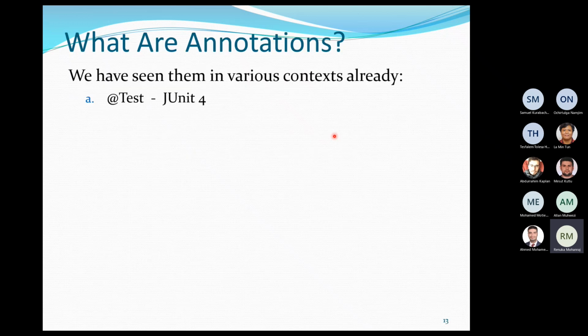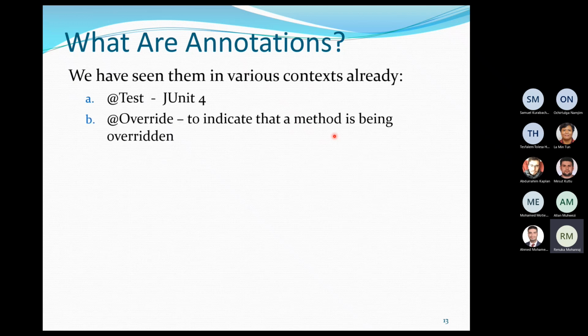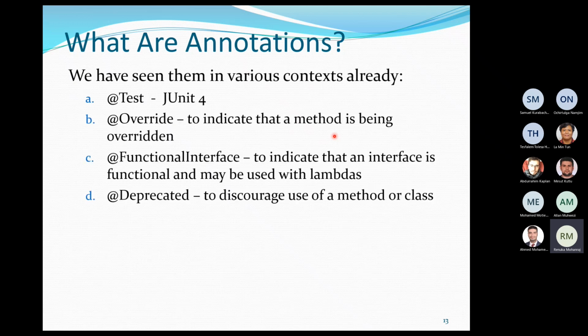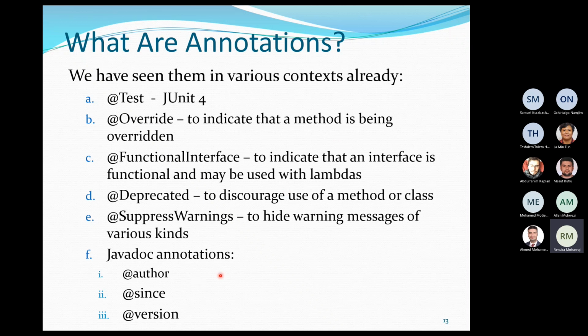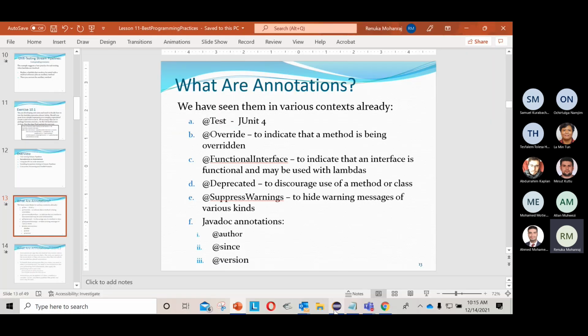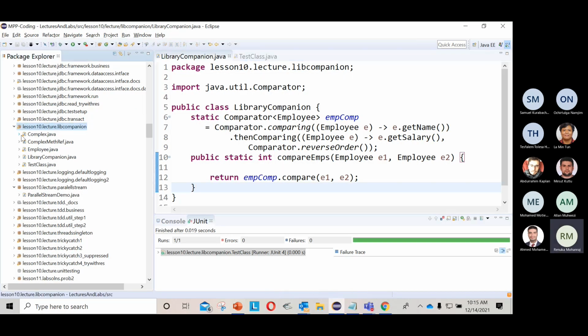Okay. So right now we have seen the @Test annotation, @Override, @FunctionalInterface. Suppose any of the library is deprecated, we can use @Deprecated. If I have any warnings, I can suppress them by calling @SuppressWarnings. And also if you want to make a Javadoc annotation, you can use @author, @since. These are all annotations, right? So let me open here, annotations.